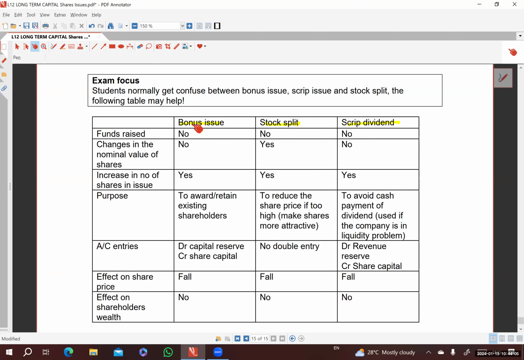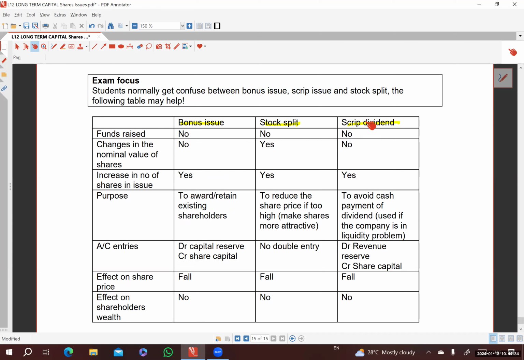Okay. Bonus issue is to give free shares to your existing shareholders. So the purpose is normally to reward them. Let's say my company has a shareholder who is a minister in the government. So I want to keep this shareholder. I give him some free shares. He's a minister, he's very useful. So to reward the shareholder.